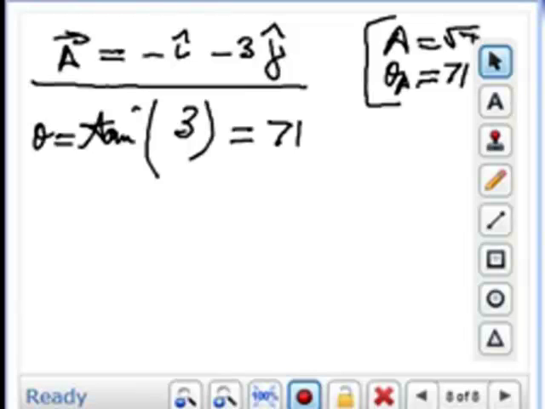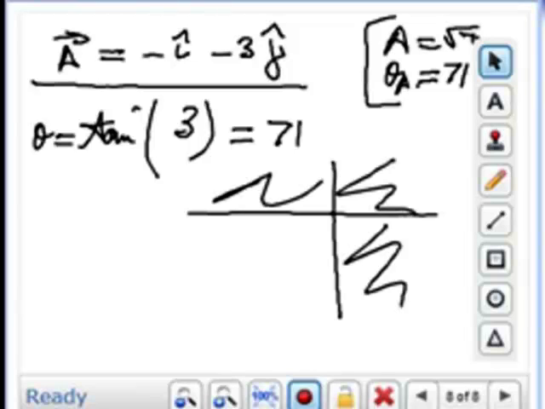The i component is negative, and the j component is negative, which tells us right away that this vector is in the third quadrant. Our vector is somewhere over here. So now where's 71? This vector can be going down or more left. Now all you have to do is look at the magnitude. Look at the magnitude of x, minus 1. So we're going to go roughly 1.